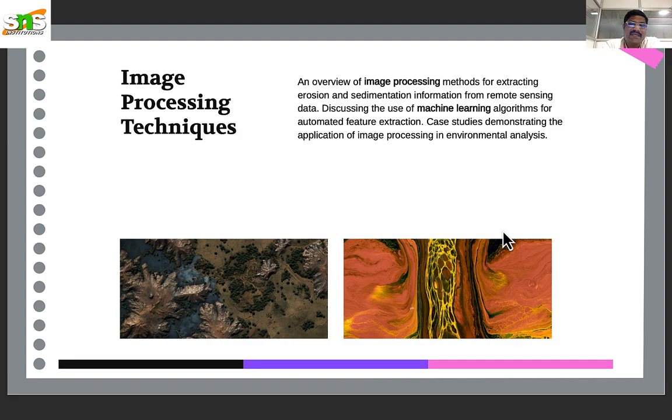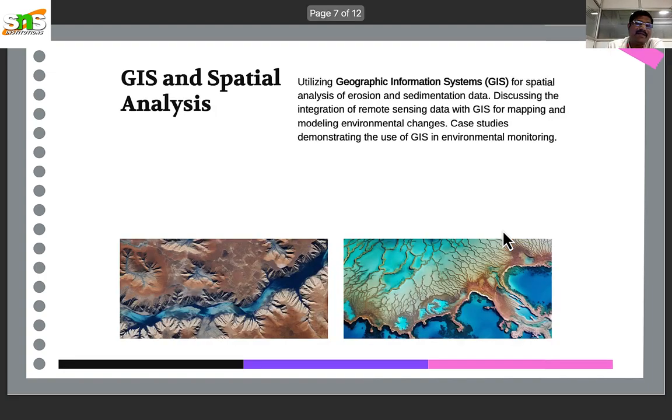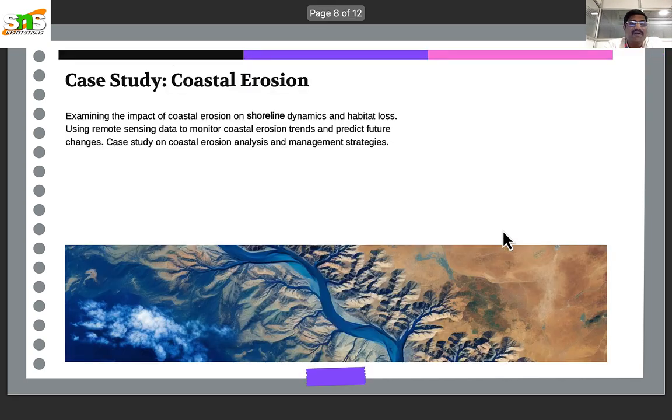Case studies demonstrate that the image processing techniques are very helpful. We are using GIS and spatial analysis. The monitored data that we arrange are being captured and utilized to find the erosion and for erosion analysis.